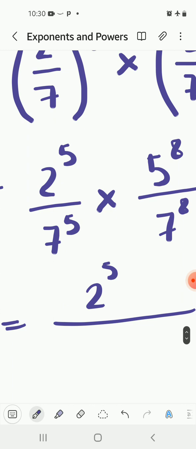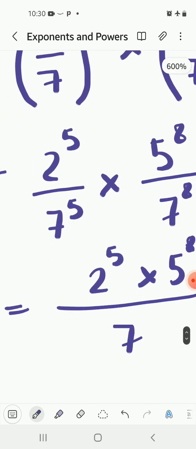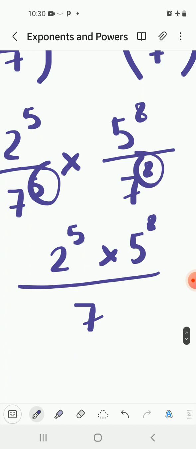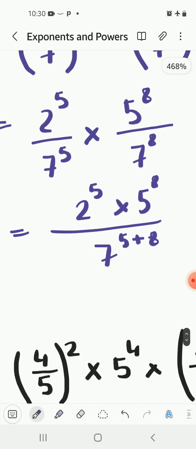There's nothing common. And into 5 to the power 8, because there's nothing common in power or base. 7 to the power... now we're going to add the powers 5 and 8. Add the powers 5 plus 8.